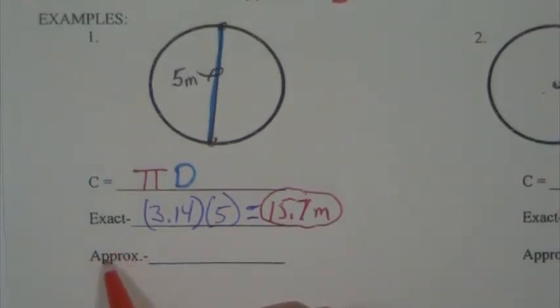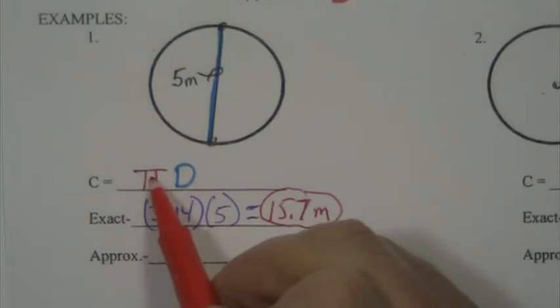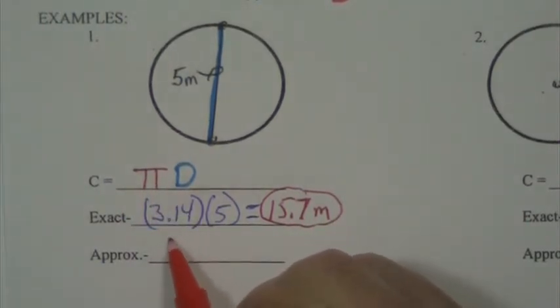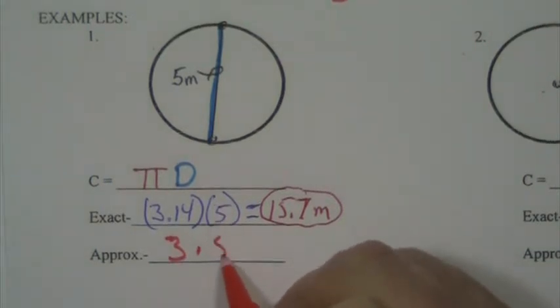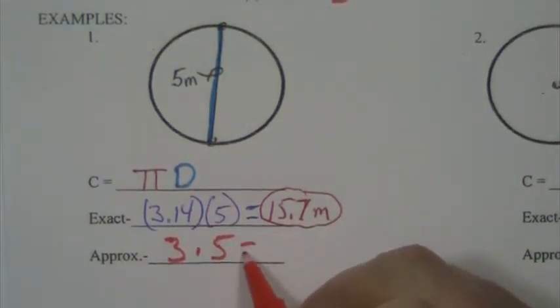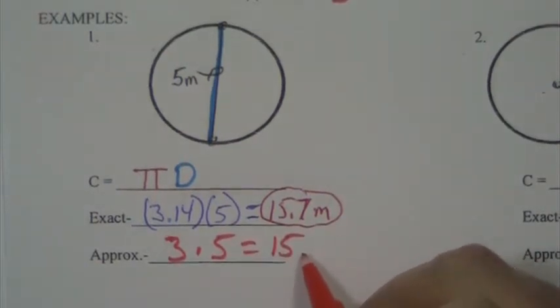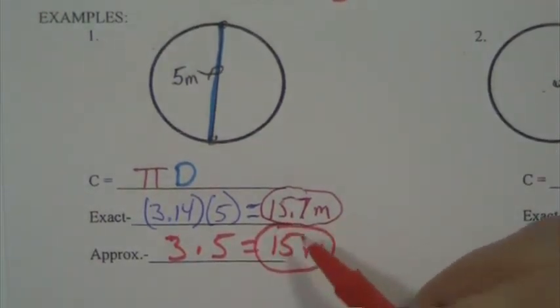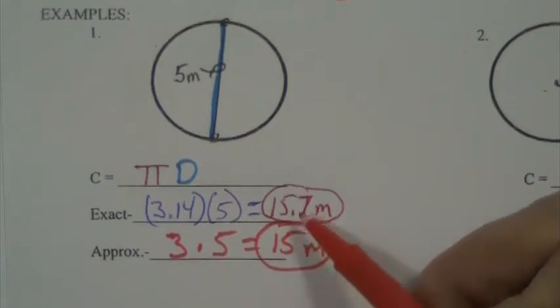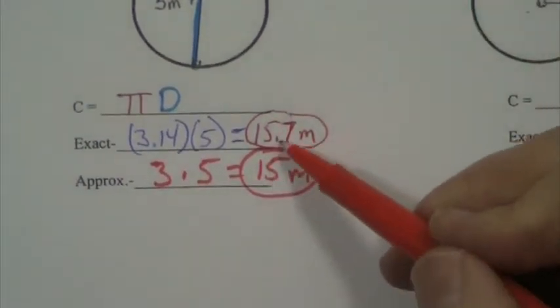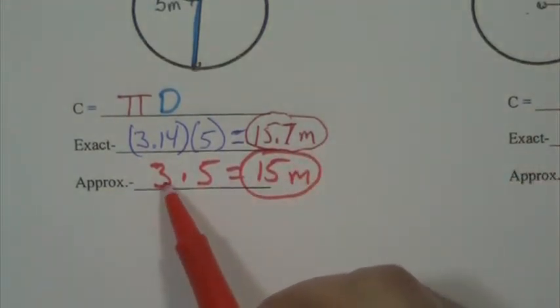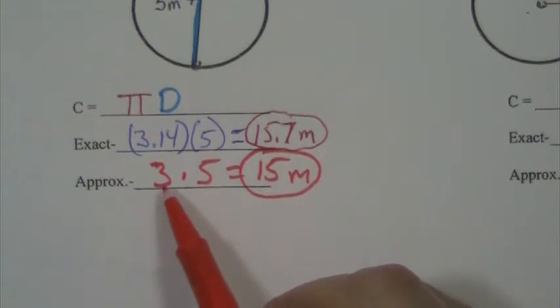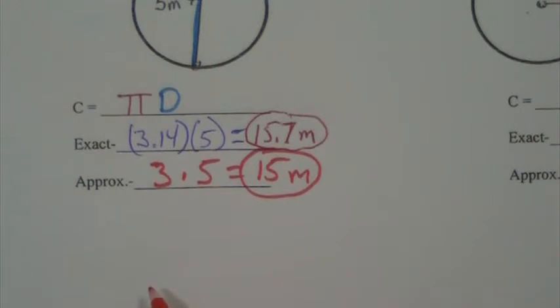Okay, the next one says approximately. So if I was to use approximately, instead of 3.14 for pi, I would just use 3. So I had 3 times 5. Well, that's easy. That's 15. 15 meters. Okay, notice how close it came. 15 versus 15.7. That's very close, isn't it? That's approximately. So many times on tests or assessments, unless they tell you specifically, it's a lot easier just to use the number 3.